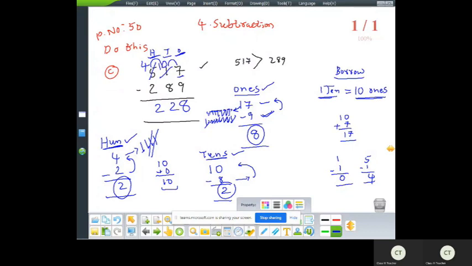517 minus 289 is equal to 228. This is the solution and the answer for C. Now D.